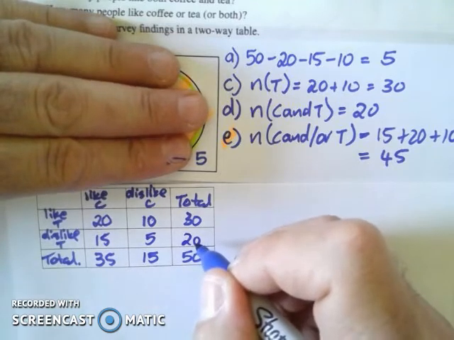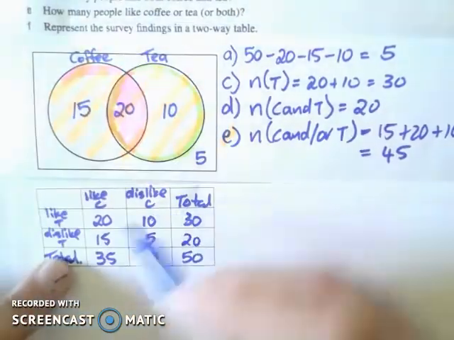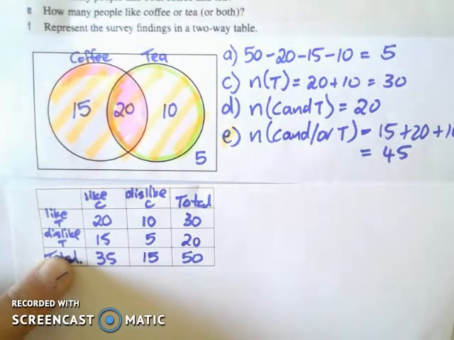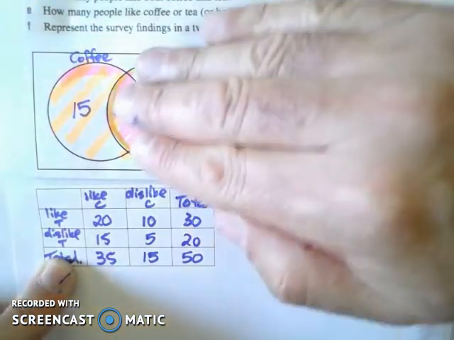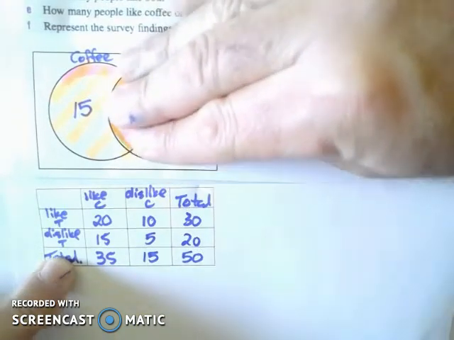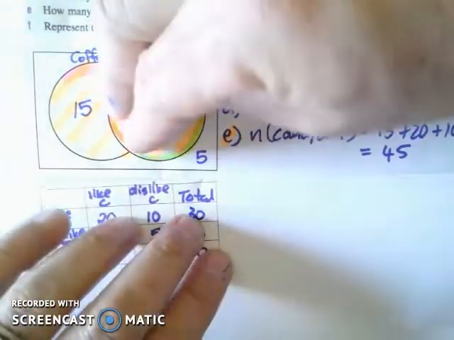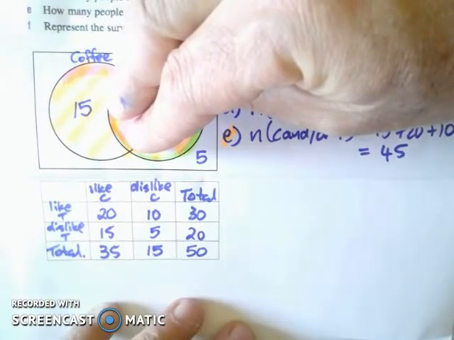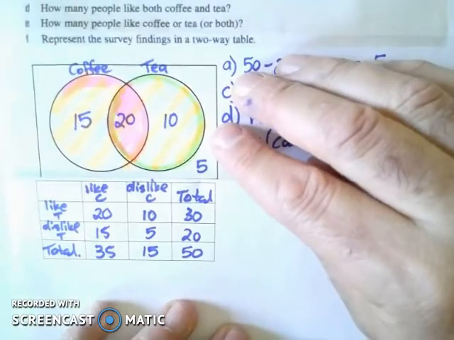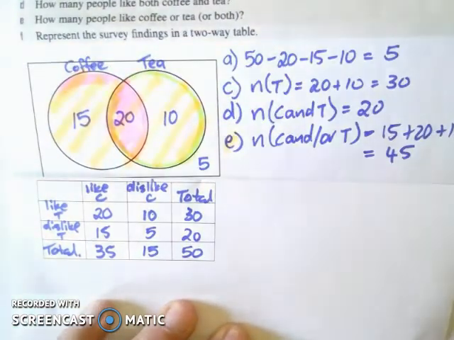Where does this 20 come from? This 20 is people who dislike tea, so people who don't like tea. Those are 15, and that 5 that's hiding there, that is the 20 that we have over there. Good. I would like you to go now to your timeline and do some of these questions.